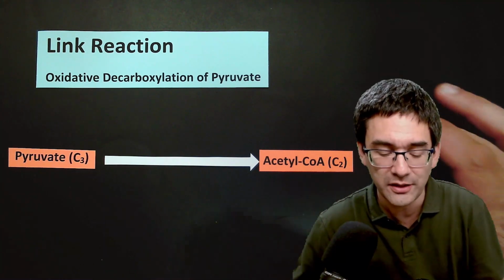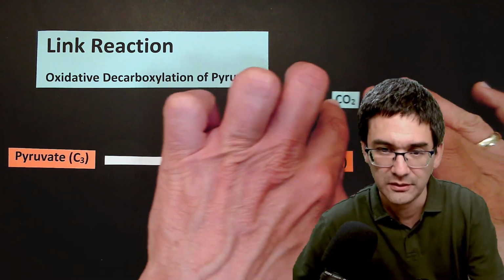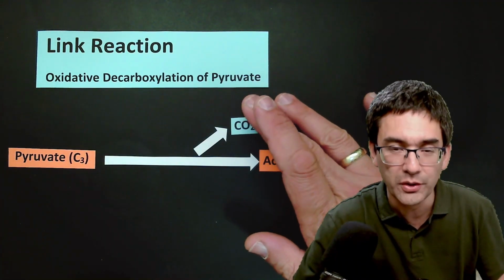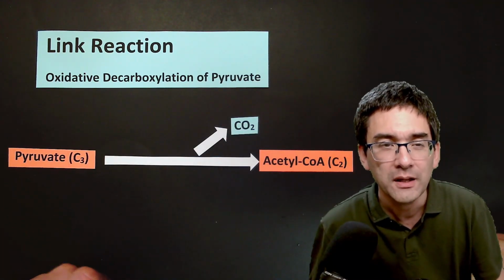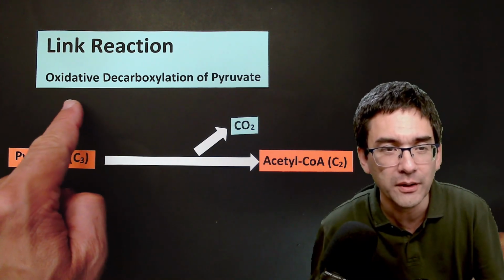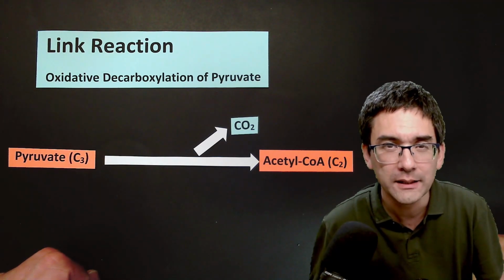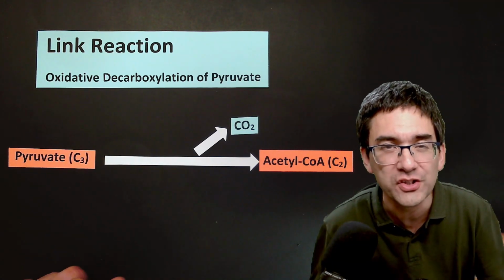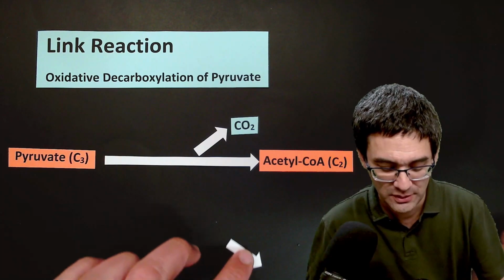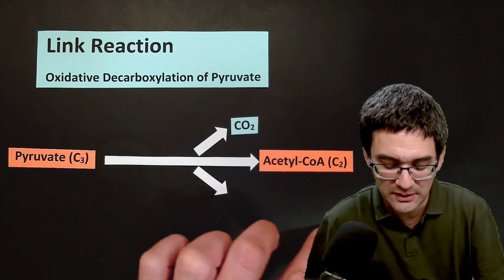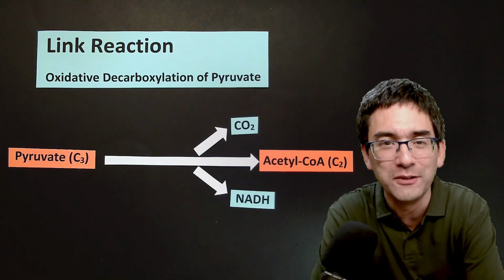So I'm going to add another arrow over here, and over here, this is our CO2. So this is where the carbon went. That's the decarboxylation reaction, the removal of a carbon dioxide. Now we also need to oxidize it. This basically means we're removing high energy electrons. And these high energy electrons, if you remember, where are they stored? They are stored in a molecule called NADH. So I need another arrow over here, and this is where our NADH is. So here, this is the oxidative decarboxylation.